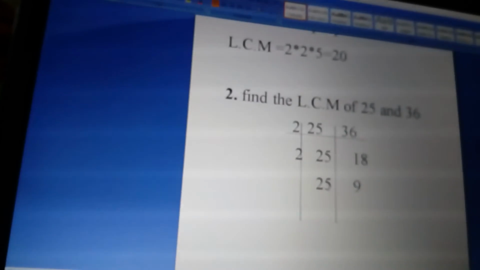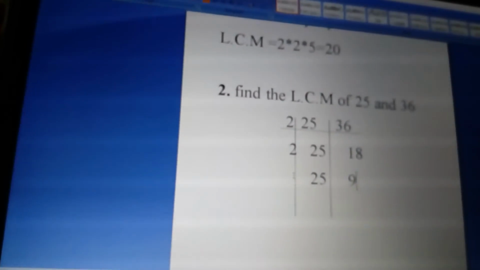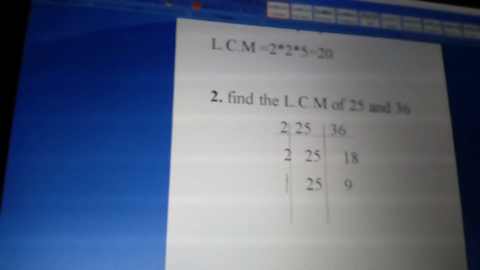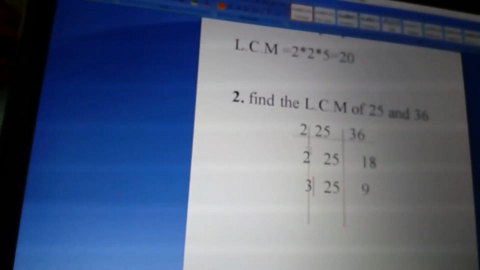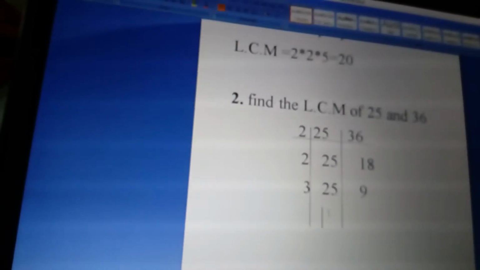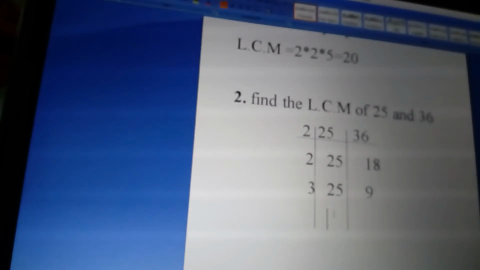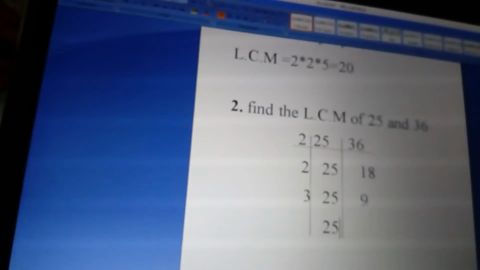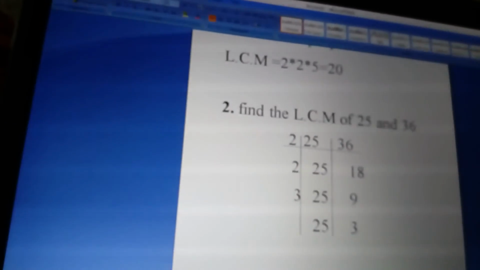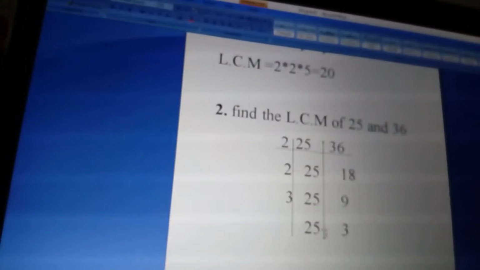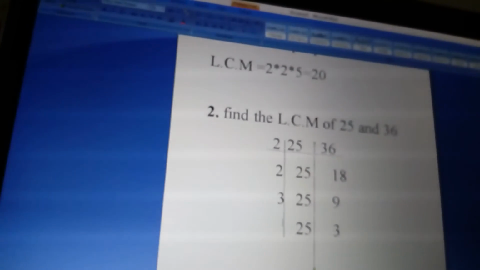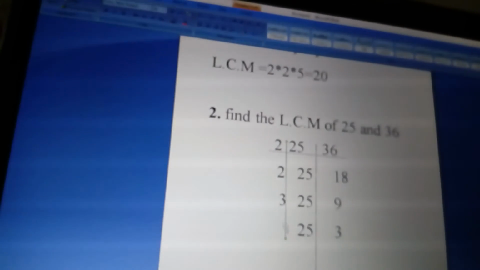So you check, is 25 divisible by 3? No. 9 divisible by 3? Yes. So we write 3 and use for our division. Alright, so if you say 25 divided by 3, impossible, you bring back your 25. And if you say 9 divided by 3 gives us 3, therefore this is not the end. We extend our lines.